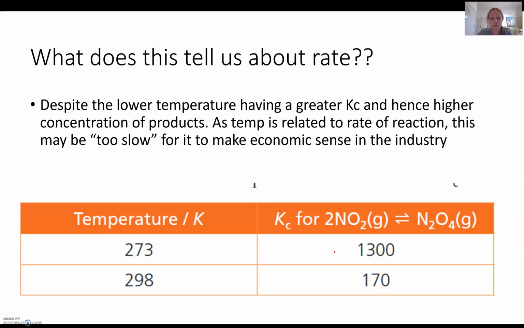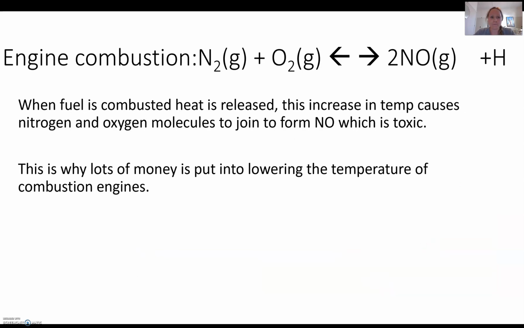So even though in theory this temperature would produce a very large Kc, which is a lot more products than reactants, it actually is too slow, and therefore if something's slow, you're not going to make money from it. So just bear in mind, we don't know anything about rate from a Kc.